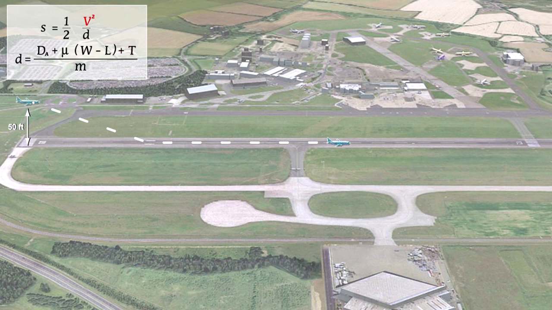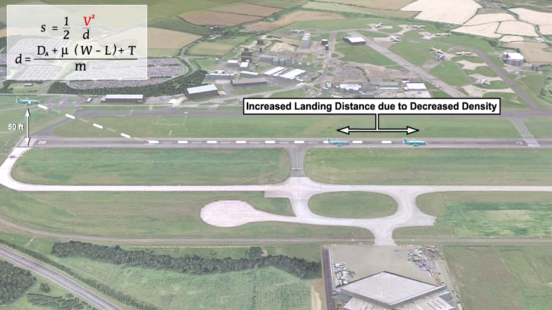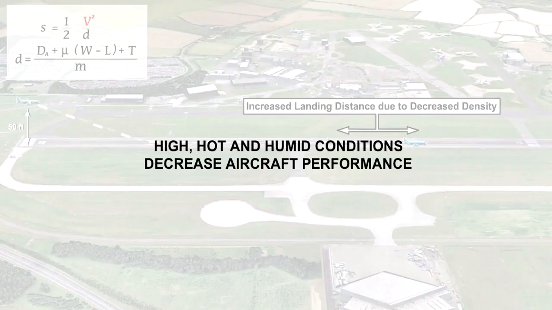The second effect of a low density concerns the landing speed. You will recall that although the landing speed is based upon an indicated airspeed, the true airspeed will be higher in low density. This means that the aeroplane is actually approaching at a faster speed and will therefore require a greater landing distance to stop in. Although the full explanation is outside the scope of this course, high temperatures, high altitudes and high humidity will all decrease the density of air and therefore increase the landing distance. A useful statement to memorize is that high, hot or humid conditions all decrease air density and aeroplane performance.